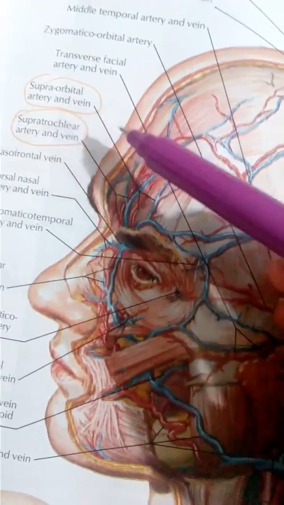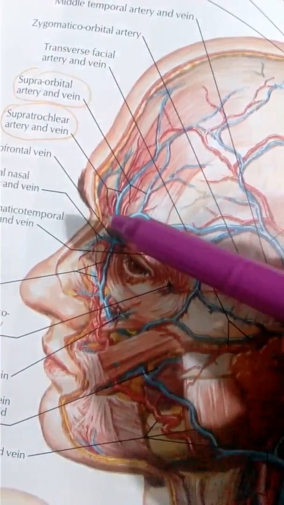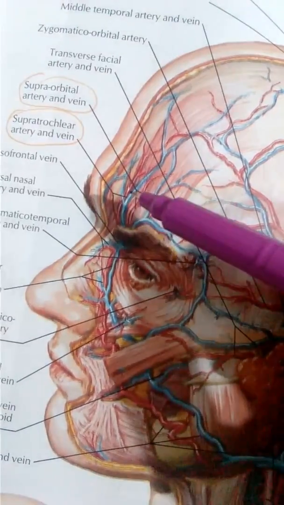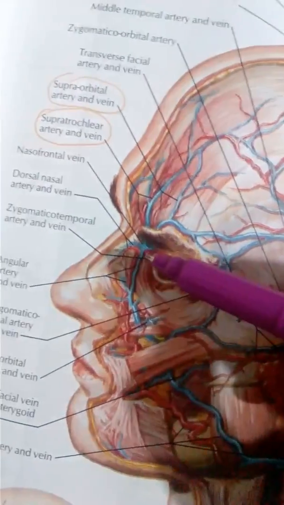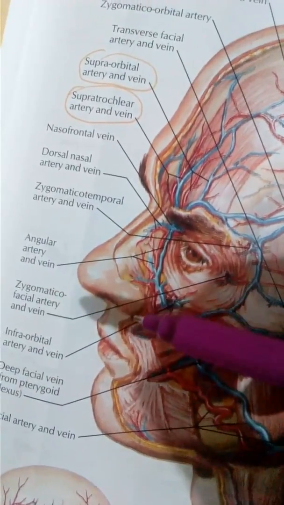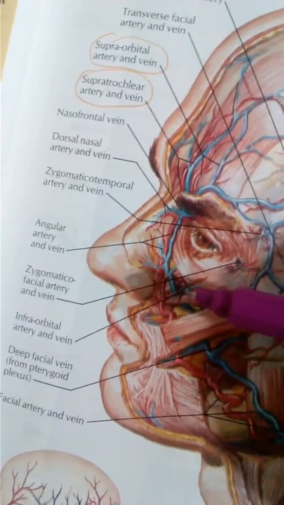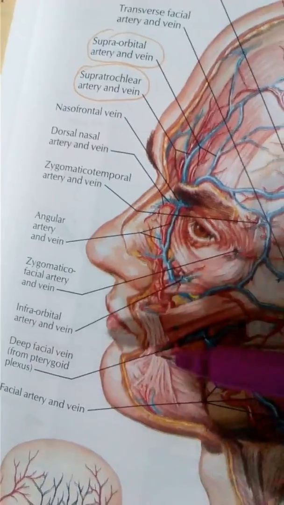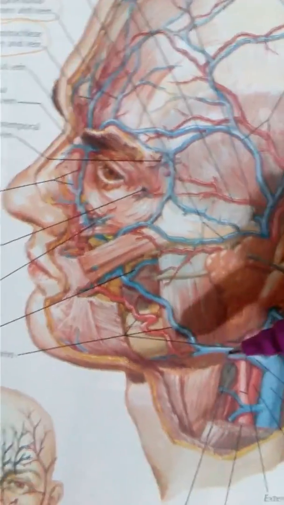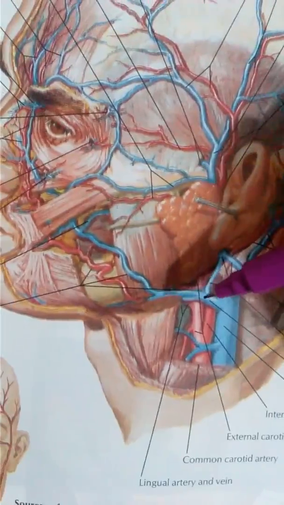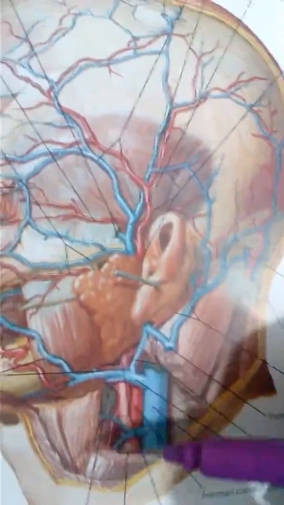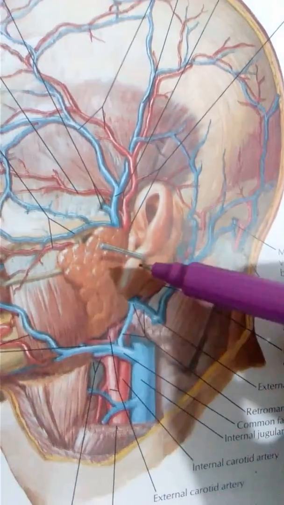here the supraorbital vein. You can see this is the forehead region, supraorbital, and this is supratrochlear. They both join and form the angular vein over here. And then below the tip of the nose they form the facial vein. As you can see, the facial vein goes down, and it joins the retromandibular vein.